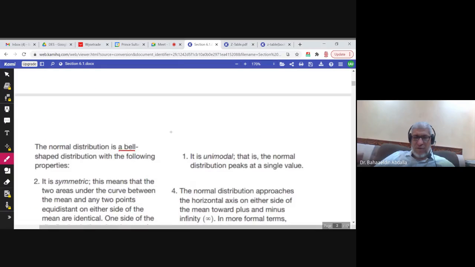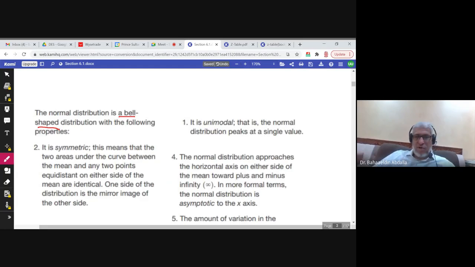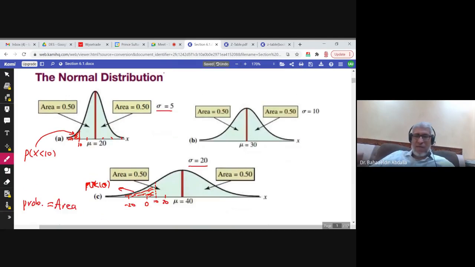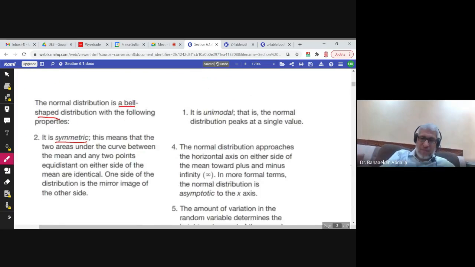but it's always bell shaped. If it's a normal distribution, it's always bell shaped, and it is always symmetric. All of these three are symmetric. Symmetric means this area, which is to the right of mu, is equal to 0.5, half of the total area, and this area to the left of the mean is also 0.5. So this area is equal to this area exactly because the graph is symmetric.